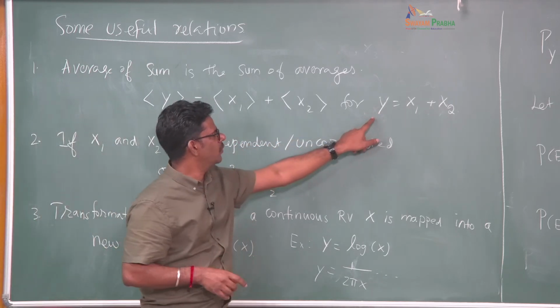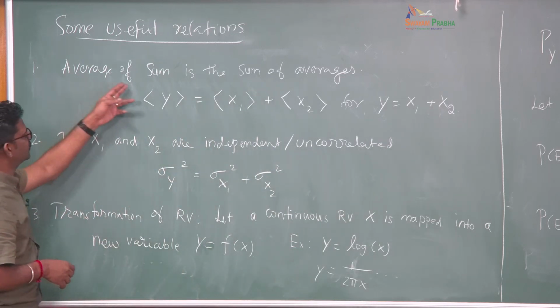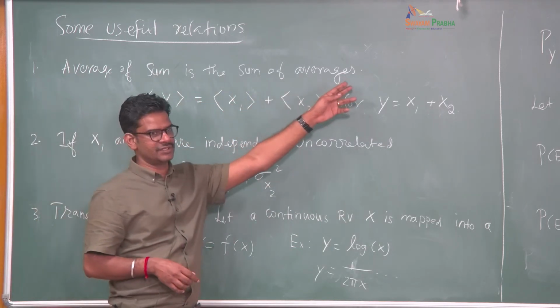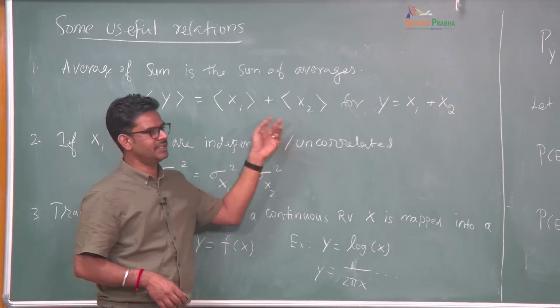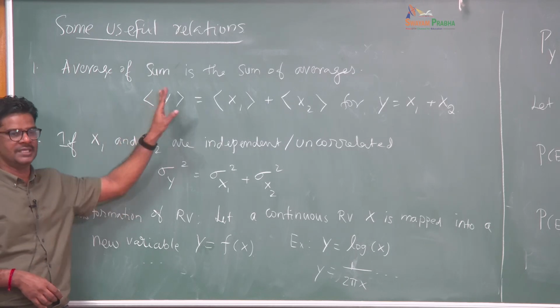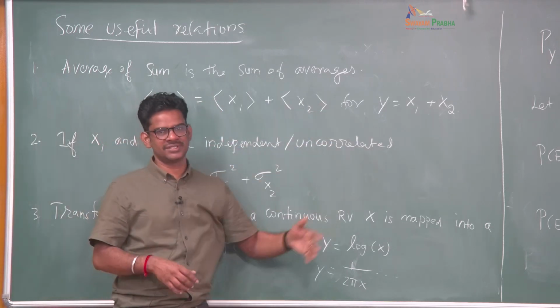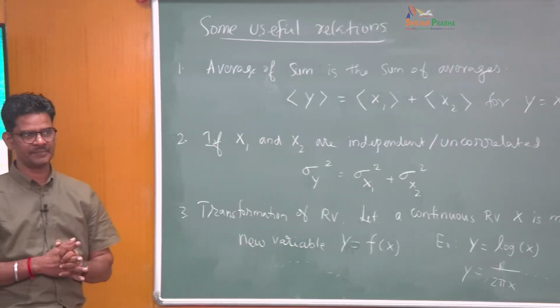Since in this case y is a sum of two random variables, we can say that the average of the sum is the sum of the averages. So you can get the individual averages of x1 and x2, and if you add them up, that is nothing but the average of the sum itself. This is regardless of whether x1 and x2 are statistically independent or not, as far as the mean is concerned.